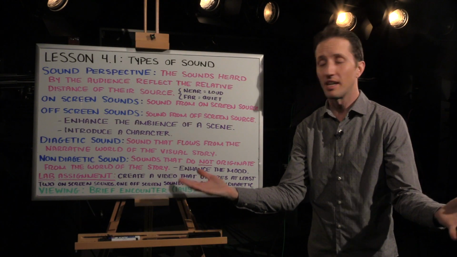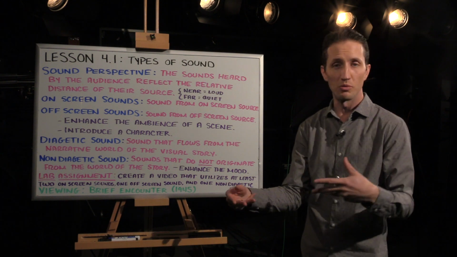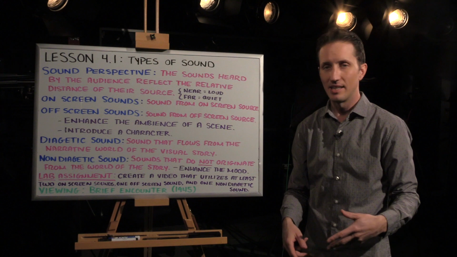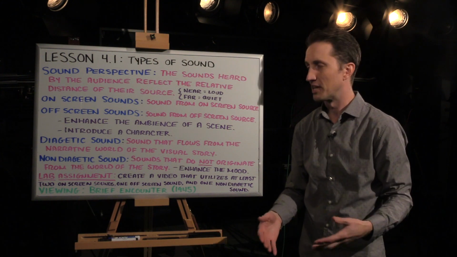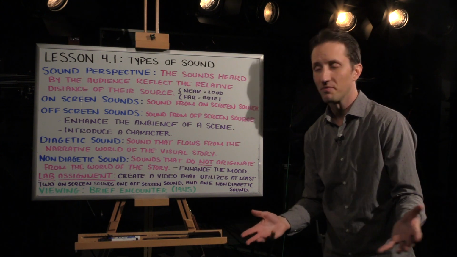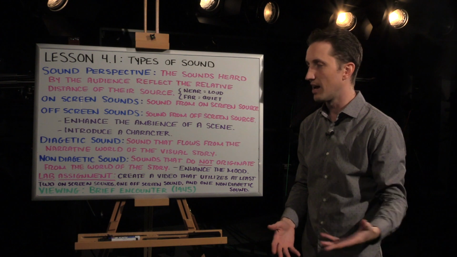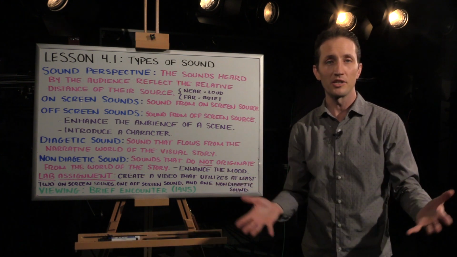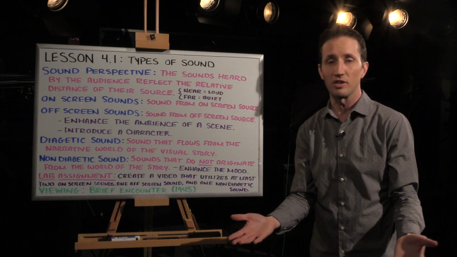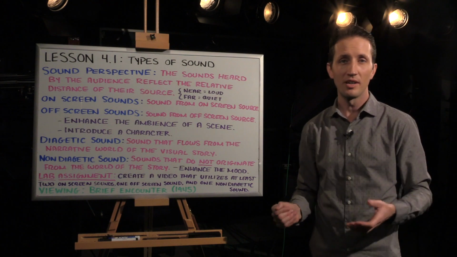In addition to enhancing the ambiance of a scene, an off-screen sound can also be used to introduce a character. Let's say your subject is in the kitchen and they're making some dinner, and then all of a sudden from off camera a character says, "Hey, Mr. Marklevitz, what's going on?" And then I turn around and we cut to the person that just said my name. That's using an off-screen sound in order to introduce this new character.